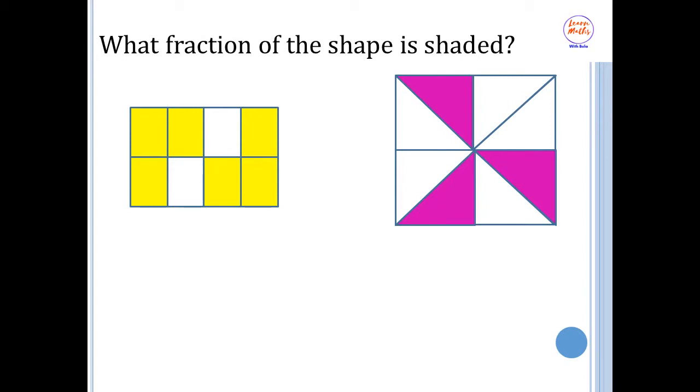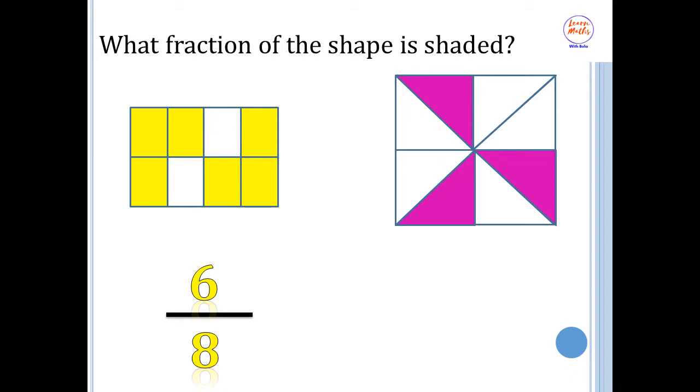We can see the first one has a beautiful yellow color, and the second has something like magenta. The part shaded in the first one is 6. The yellow colors, just count the yellow colors, we have 6, and the total of everything, that means the number of parts the shape is divided into, is 8. We have 8 small rectangles in one big rectangle. So you have 6/8.